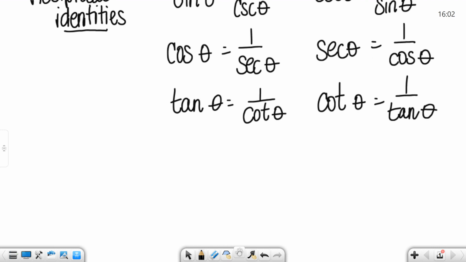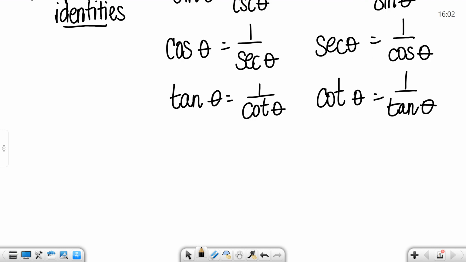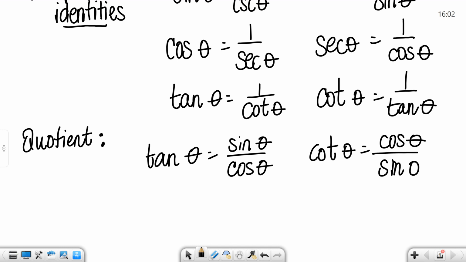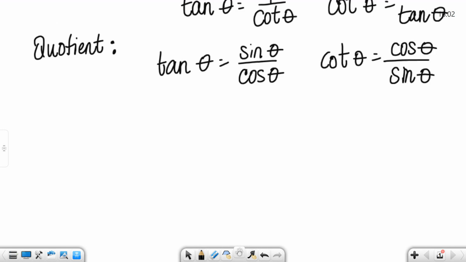There's two others that I like to have go along with this. They're called quotient identities. And it's another way of writing tangent. We can write it as sine theta over cosine theta, which means that we can also rewrite cotangent as cosine theta over sine theta. Again, you will use these a lot. So it would be great if you have these written down and you have them beside you, ready to use. So I'm going to show you in an example right now how we would use these.